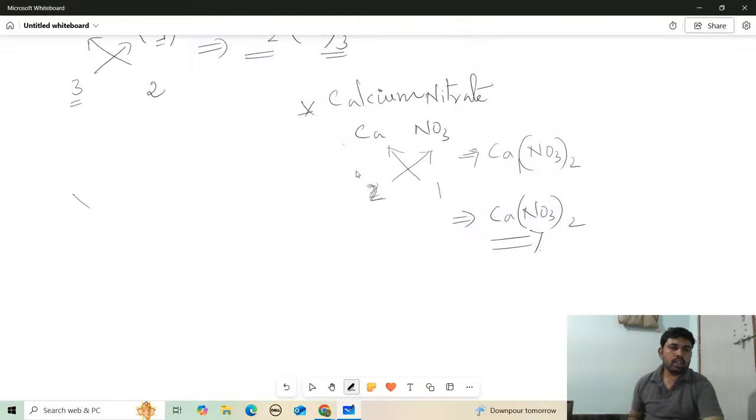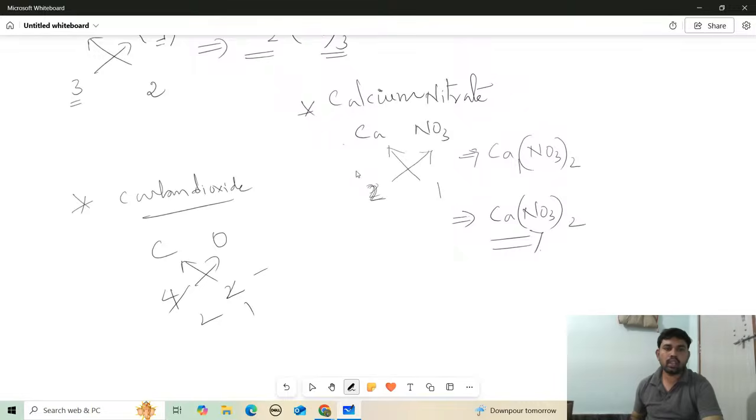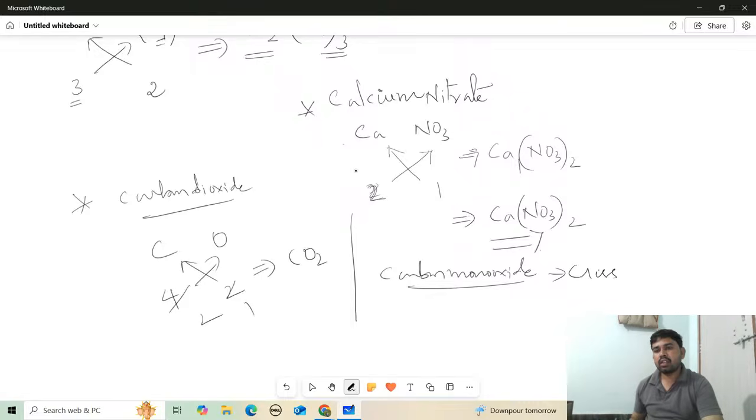Some other formulas are there where we can't apply the crisscross method. For example, if I take carbon dioxide, carbon valence is 4 and oxygen valence is 2. Exchange the valencies, and 2 ones are 2, 2 twos are 4, so the formula is CO2. But if I take carbon monoxide, I can't use the crisscross method. The crisscross method is not applicable here. Just remember.